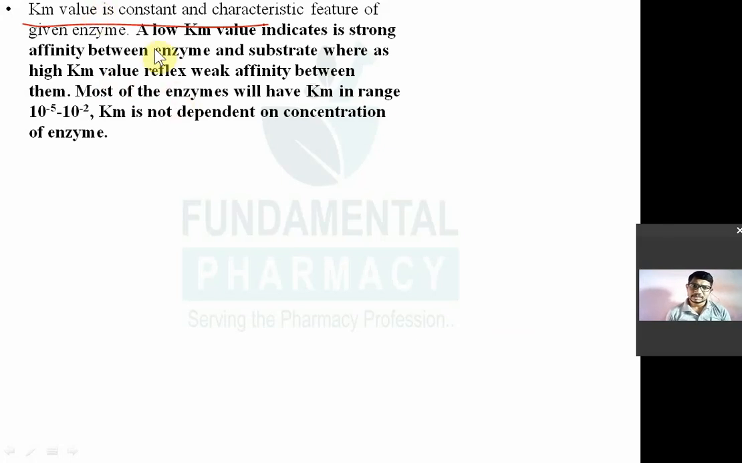Okay, so you have to remember the significance of low Km value and high Km value. इसका significance आपको याद रखना है. Low Km value means there is a strong affinity between enzyme and substrate. High Km value means there is a weak affinity between substrate and enzyme. Now most of the enzymes will have Km value in a range of 10 raised to minus 5 to 10 raised to minus 2, and Km is not dependent on the concentration of enzyme. So Km का specific characteristics क्या होता है? So that is also important.